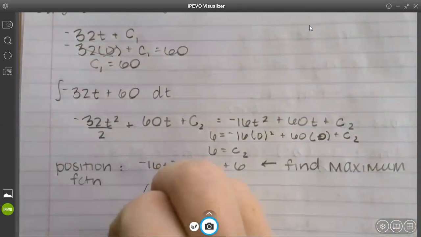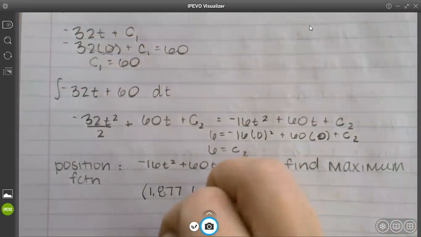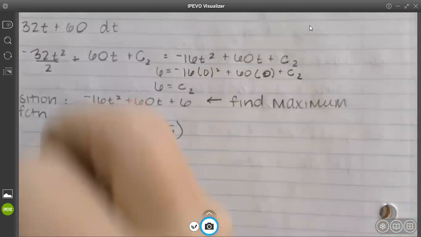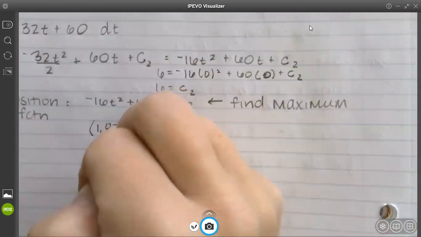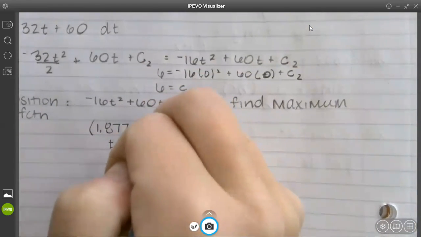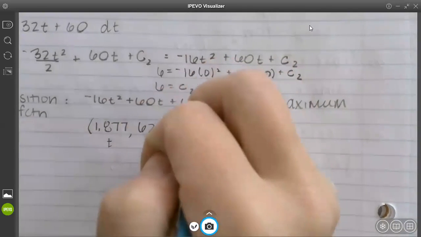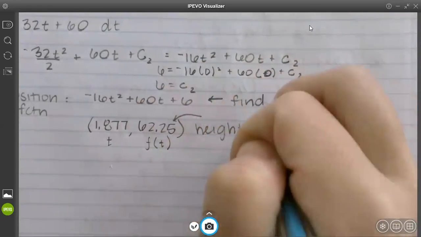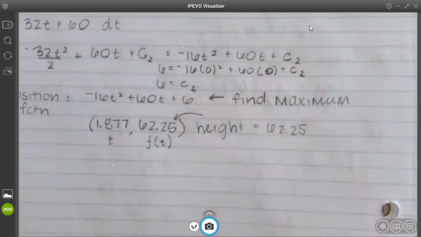It gives you this coordinate right here, 1.875 and 62.25. Remember that this is T, and what does T represent? Time. This F of T is gonna be your height. So my height is 62.25. I don't know if it's feet or whatever. I don't know what the problem said. I just wrote it down.